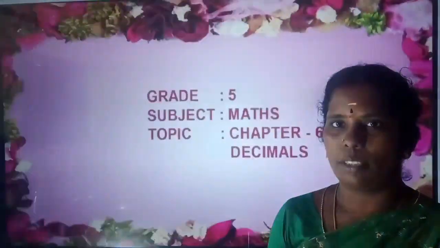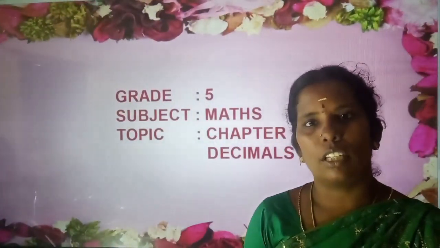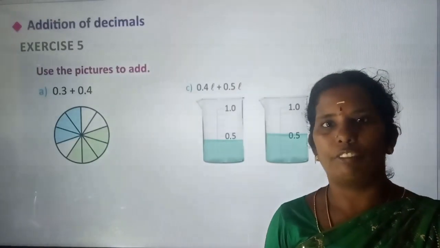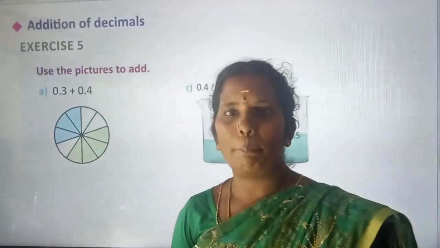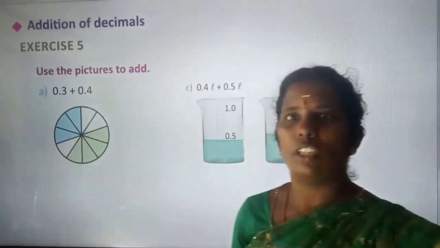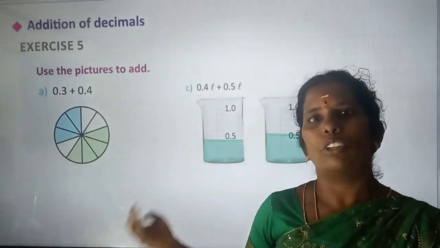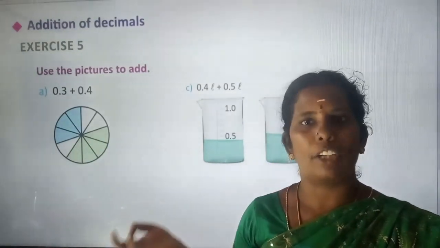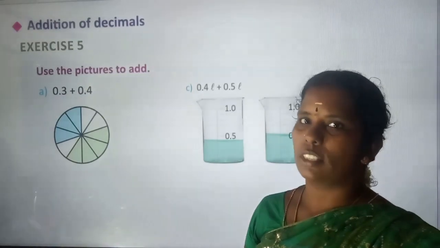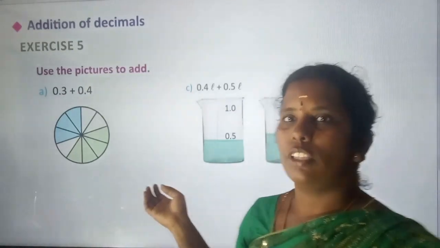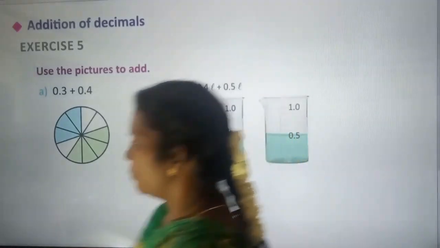Today we are going to see the continuation of decimals. In the last class we have seen what is decimal, introduction of decimals, ascending order, comparing, descending order, like that. Today we are going to see the four operations: addition, subtraction, multiplication and division of decimals. First we are going to see the addition of decimals.